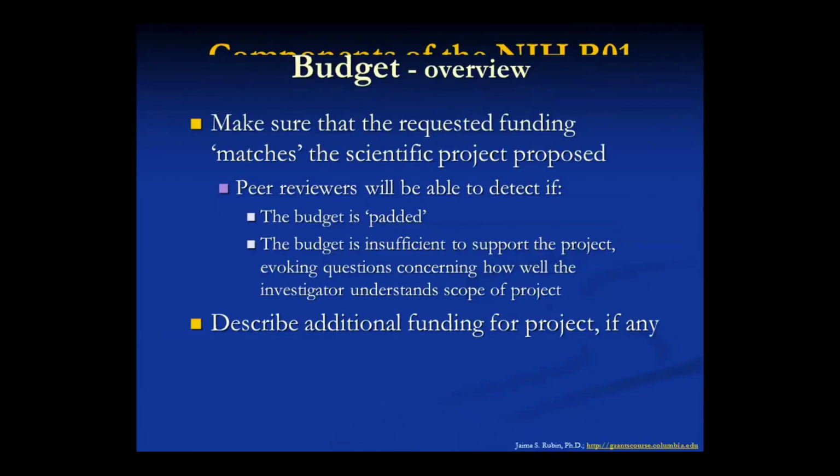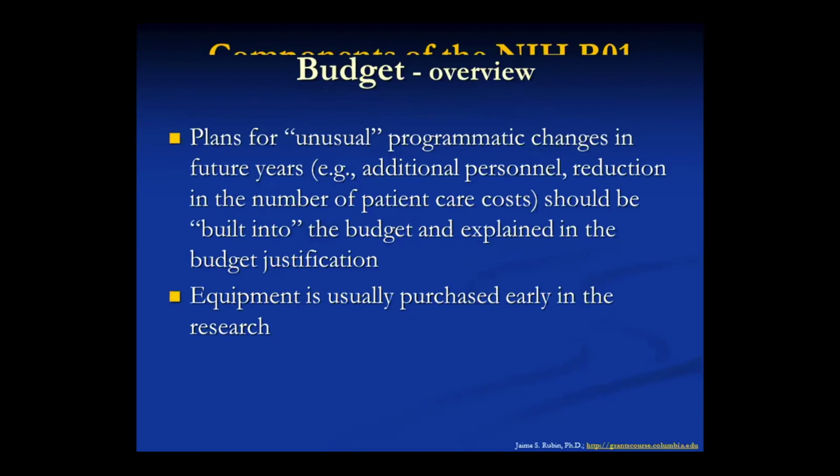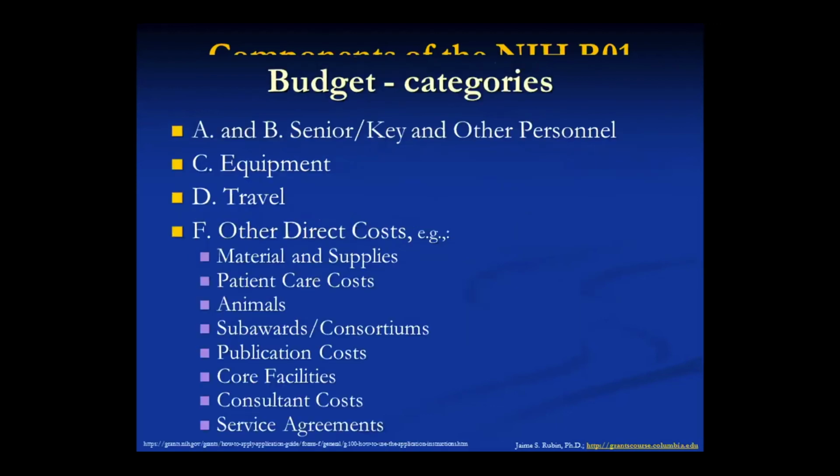So the budget, very quickly. Make sure that the budget matches what you're proposing. It's not padded, you're not asking for too much, or too little, because the reviewers will note that you don't understand the complexity of the project if you're not asking for significant funding. If there are any programmatic changes during the course of the 4 or 5 years, such as bringing on a biostatistician in year 3, or buying more animals in year 4, make sure it's reflected in the budget.